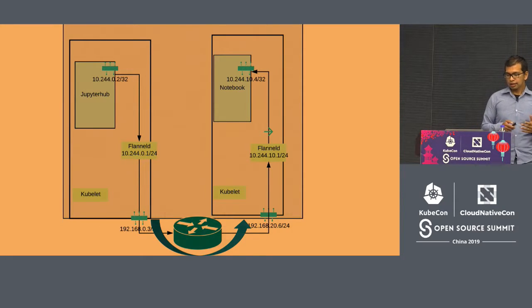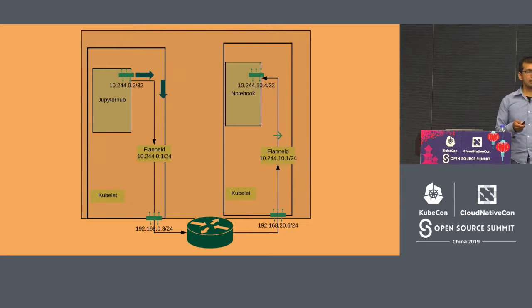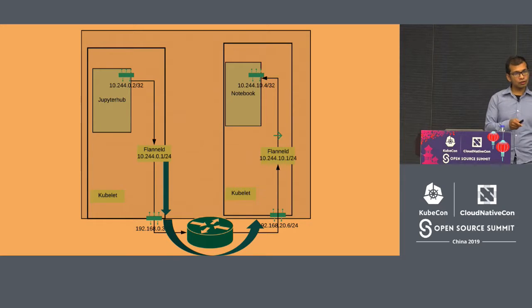So the way it works is when a packet is sent from Jupyter Hub, addressed to the notebook pod, it makes it to this flannel D daemon on the host. And what flannel D daemon does is it will wrap this packet with the IP address of the destination host, of the host where the notebook pod is. And now this IP packet can make it out of the host where the Jupyter Hub host is and go to the host where the notebook is.